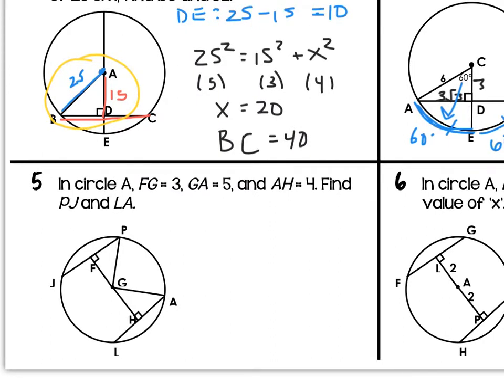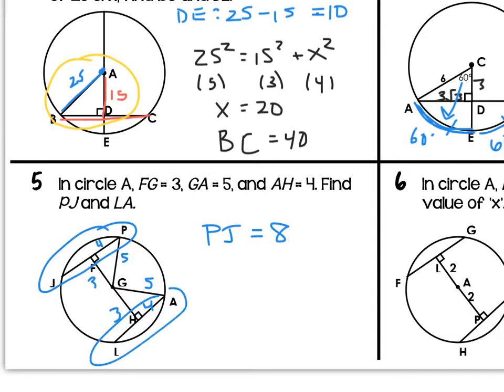So in circle A, FG is 3, which also means that GH is 3. GA is 5, which also means that PG is 5. And AH is 4, which means that FP is also 4. So what do they want us to find? Find PJ. So PJ is here, and that's going to be 4 times 2, which would be 8. LA is also going to be 8.